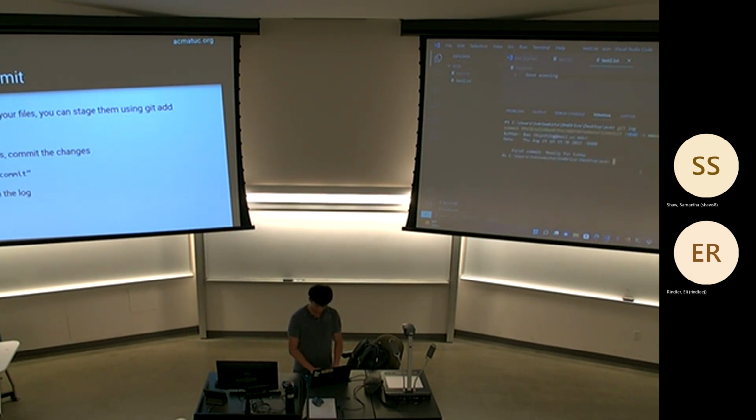If you look at the log, you're going to see a commit, the first commit by author Bao. So make a graph.